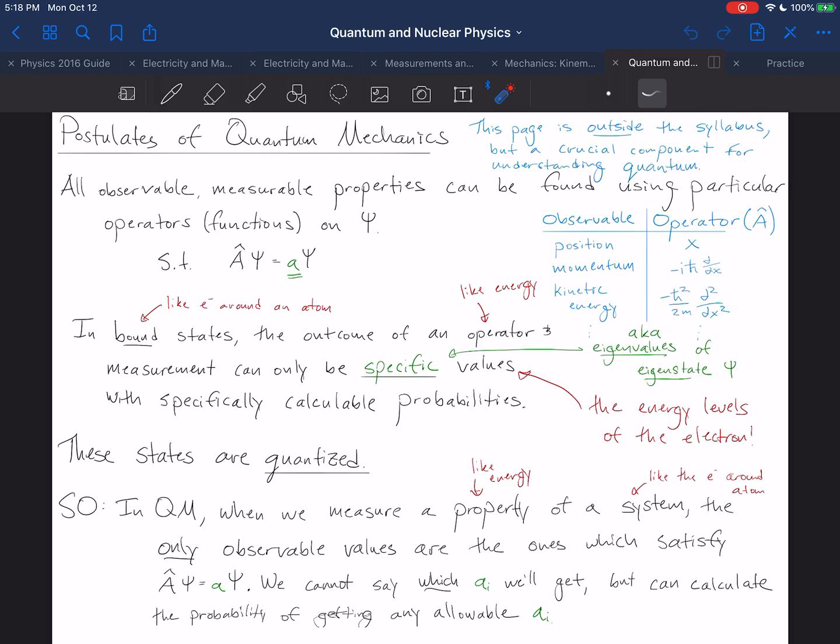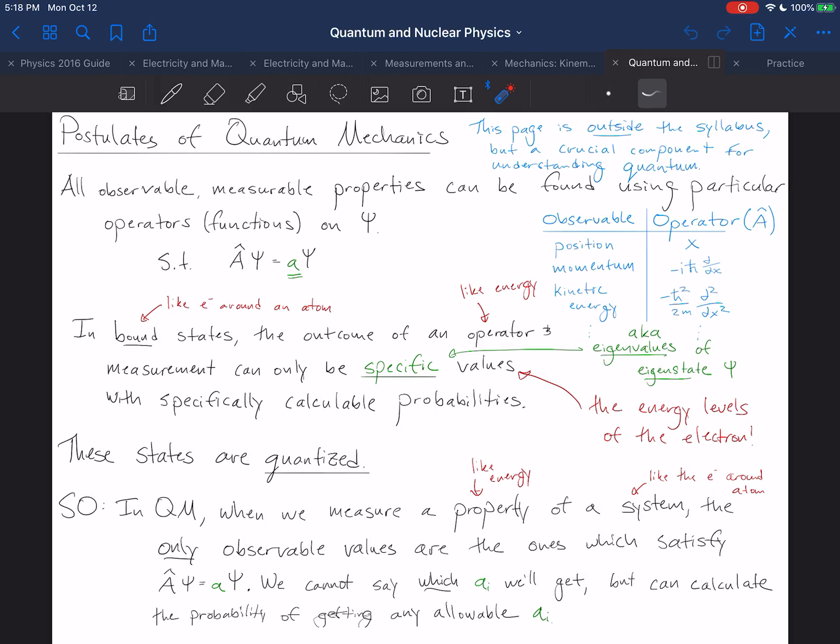In discussing the following page, this page is outside the syllabus, but it will answer both of those questions. It will describe what to do if you want to know something that is not the location, as well as the answer to the question, what is quantized about quantum mechanics? The answer is that we're going to use the wave function, but unlike location, we can't just integrate over its square to find all the possible values. Instead, we're going to do other things to that wave function.